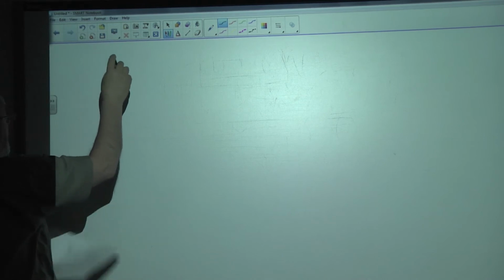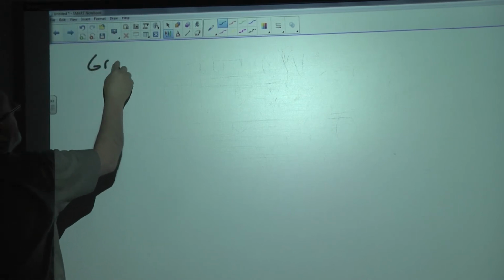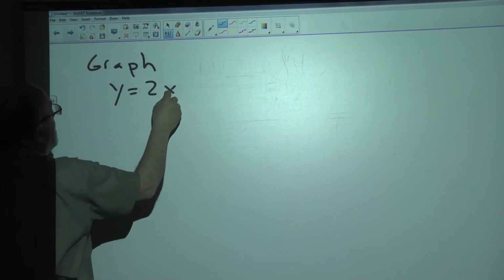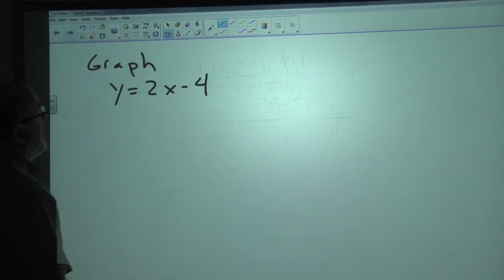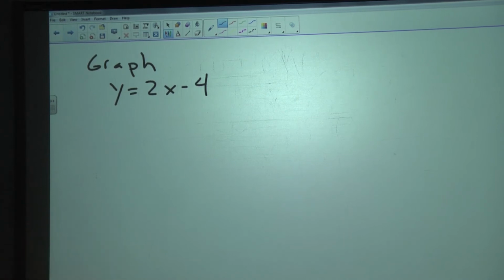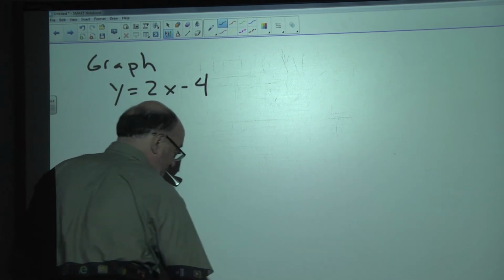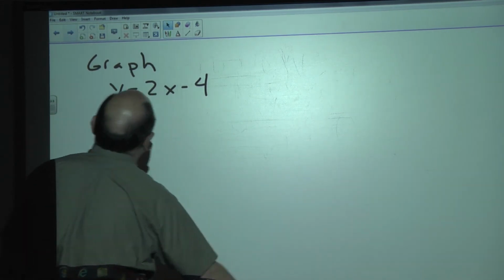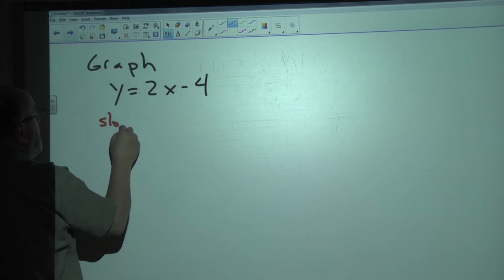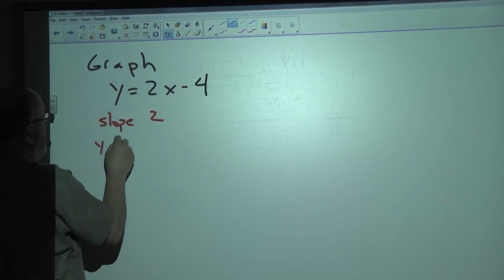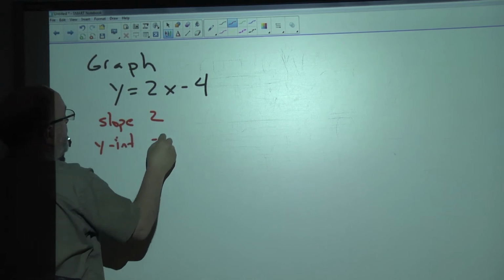So, for example, let's say we want to graph this. y equals 2x minus 4. I'm going to graph that. And we'll do a couple ways of graphing this one. So let's graph this based off of what we know from this equation. Well, we know that the slope is 2. And the y-intercept is -4.